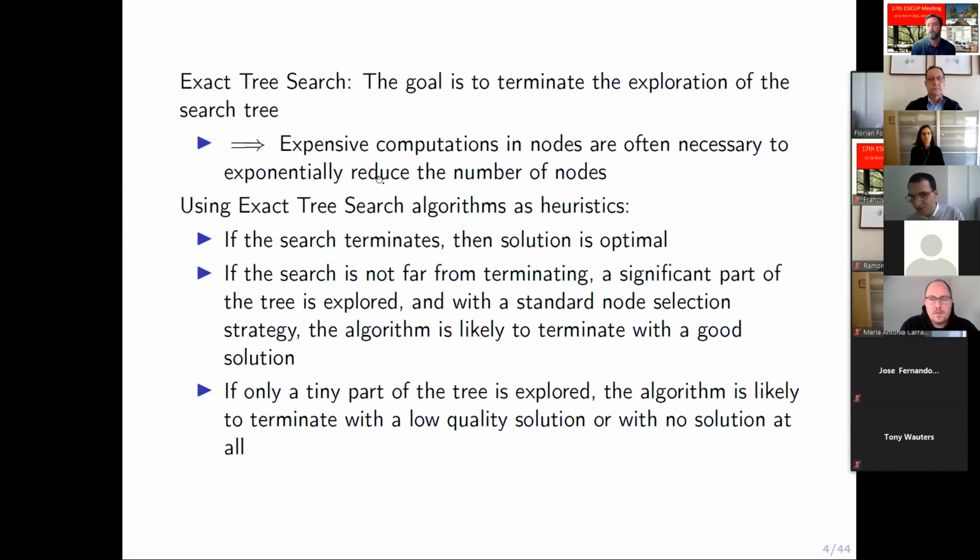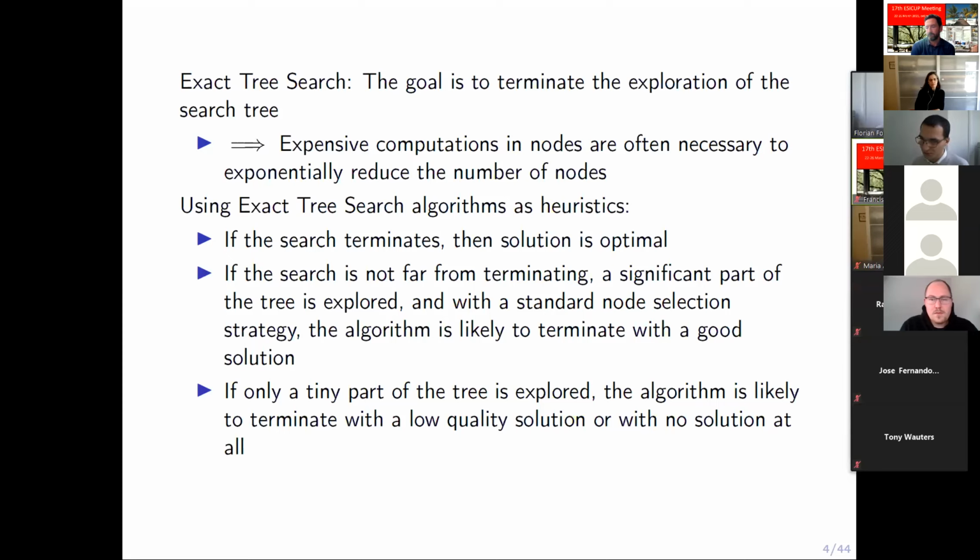Now, if we want to use an exact tree search as a heuristic, then there are three cases. So let's say we have a time limit of 1 hour. If the algorithm terminates before 1 hour, then we have the optimal solution, so it's very good. If the algorithm doesn't terminate after 1 hour, but it would have terminated after 2, 3, or 4 hours, we will still have explored a significant part of the search tree. And with a standard node selection strategy, it's very likely to finish with a very good solution.